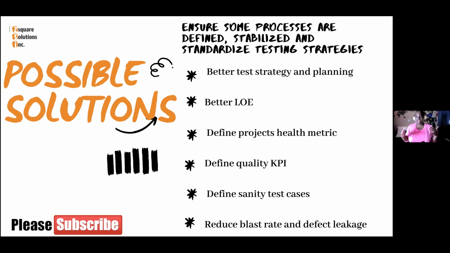There's no such thing as zero defect. Defects are okay. It's like part of breathing. But reducing that number is very important, and reducing the severity of the bugs that you find in production is important. So that's what I mean by reduce your defect leakage and blast rate.